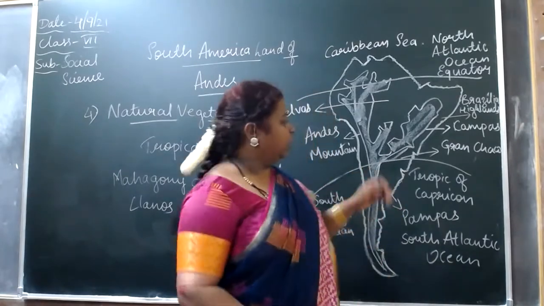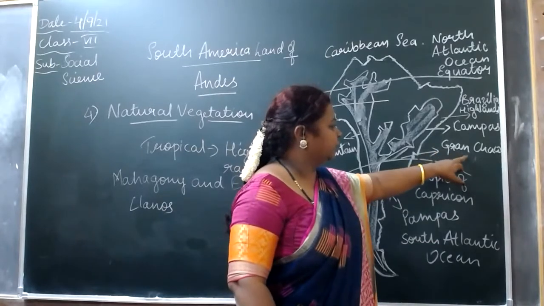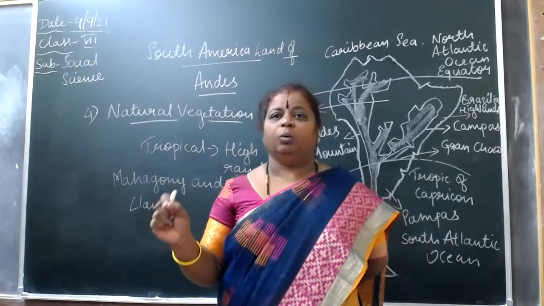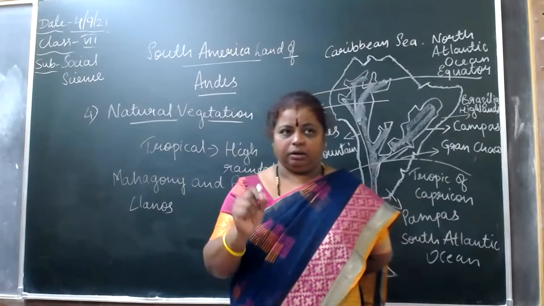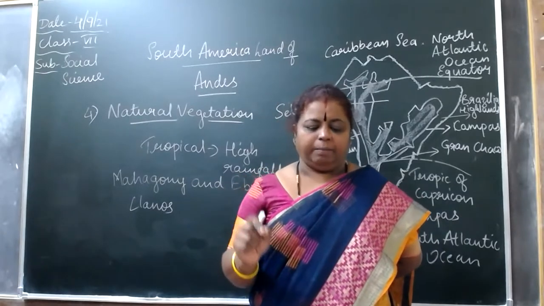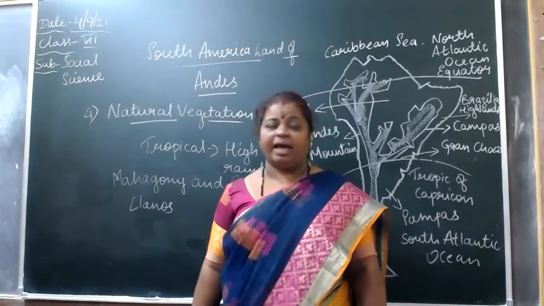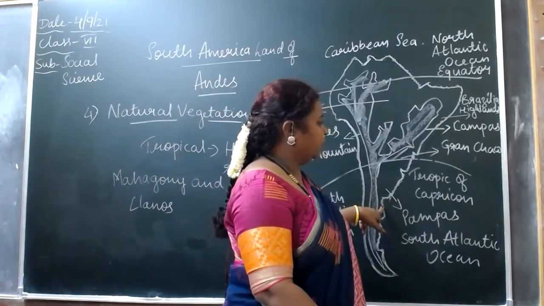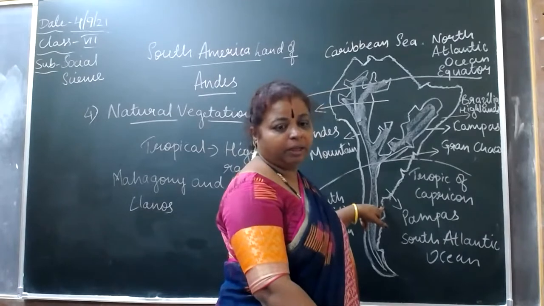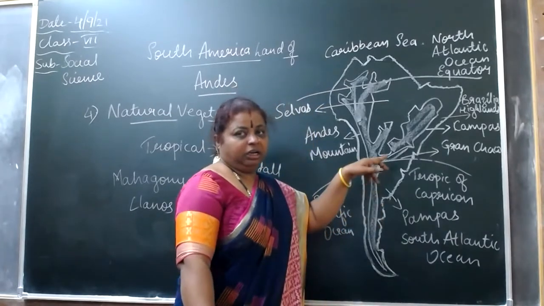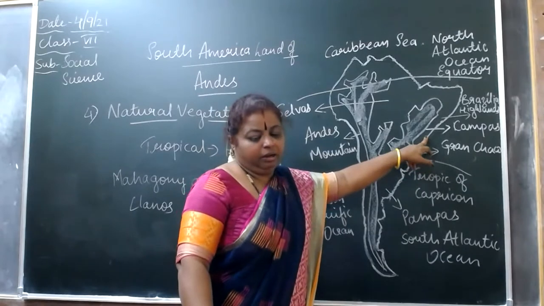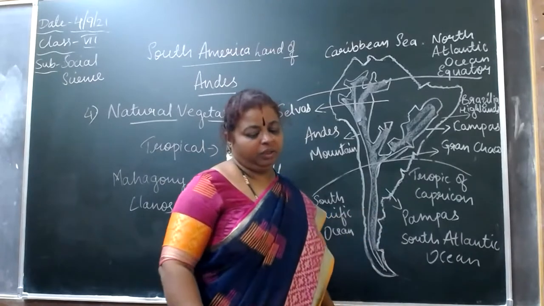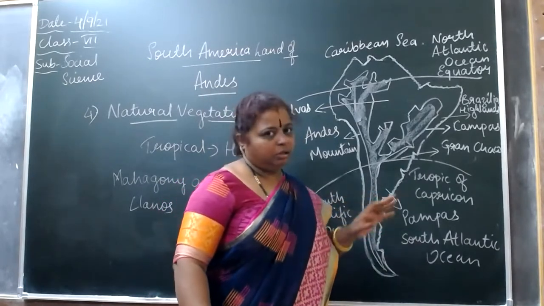South of the Gran Chaco, we get Argentina and Uruguay. Argentina and Uruguay are covered with temperate grassland to a large extent, known as the Pampas. It has been extended to the Pampas over there, in the southern part of South America.